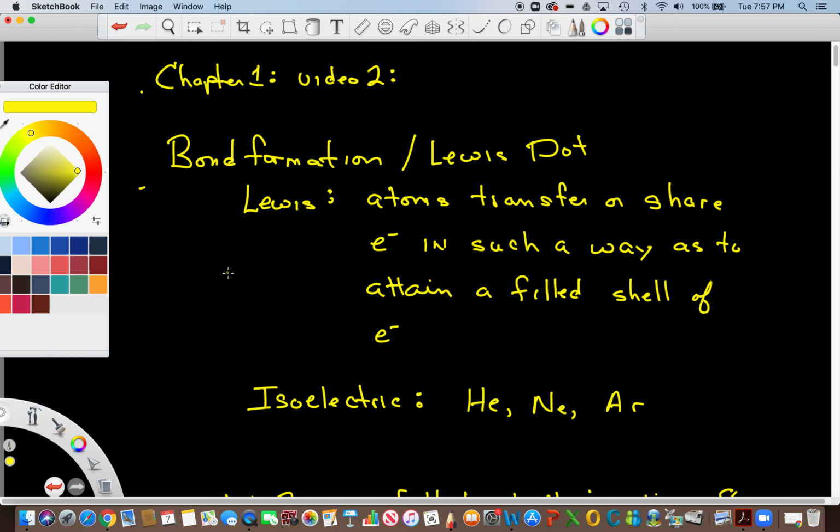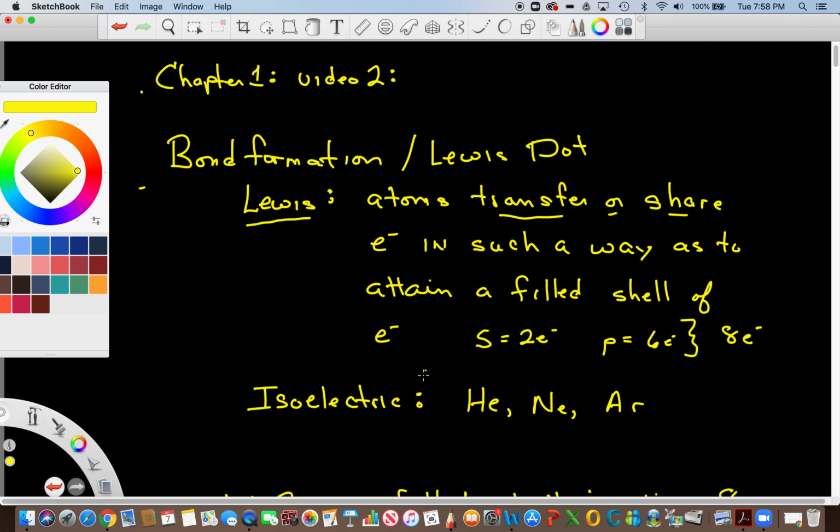Chapter 1, Bond Formation and Lewis dot structures. With Lewis dot, Lewis understood that the atoms transfer or share electrons in such a way as to attain a filled shell of electrons. In other words, the s orbital will always have a total of 2 electrons when it's full. The p orbital will always have 6 electrons, and when you put them together, you will get 8 electrons.